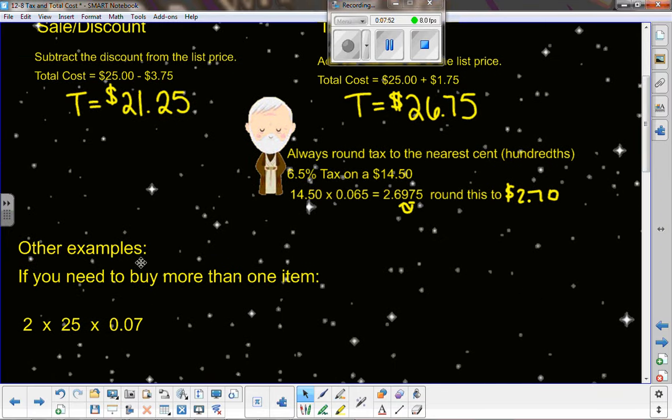Okay, and then some other things that we want to be careful of. If you need to buy more than one item, say we wanted to get 2 shirts, we want to make sure that we multiply 2 times our $25 times our tax. Okay, so it's not changing anything else. We're not taking the tax twice. We're just taking our tax off of a bigger value, off of $50 instead of $25.